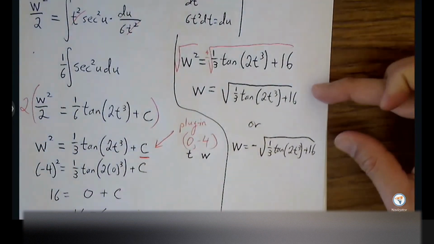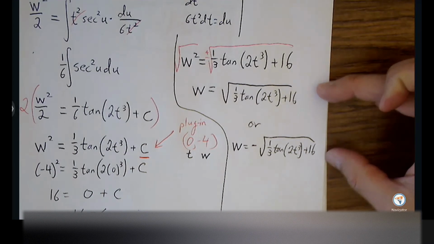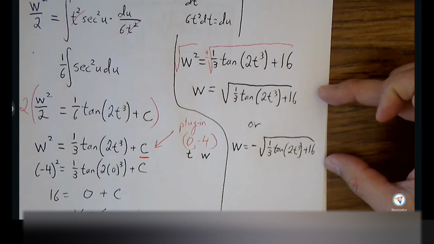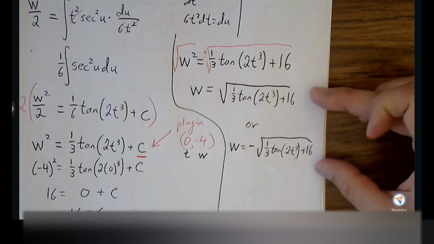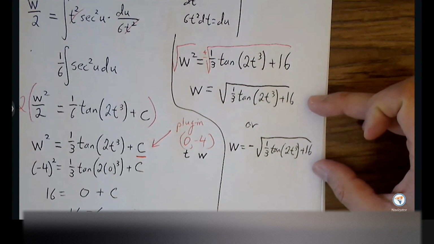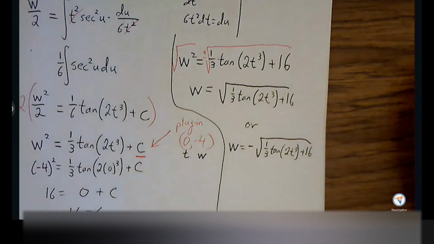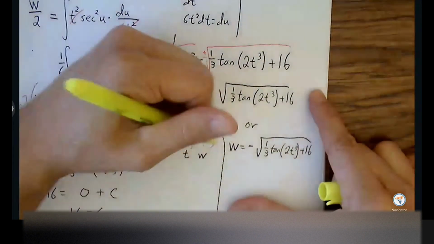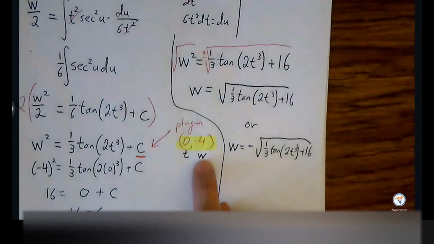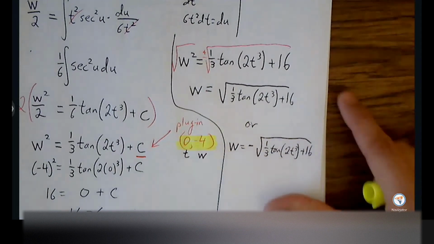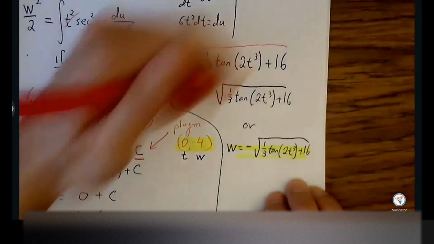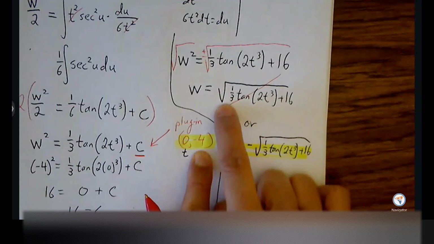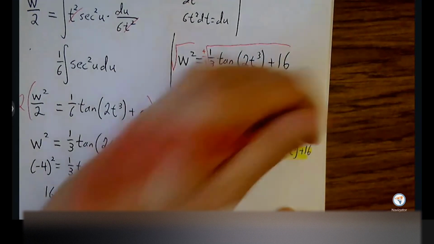And which one do we keep, the positive or the negative square root? What do you guys think? What do we use to help us decide between these two potential answers? Would it be negative because it was a negative 4? Good. All right, so the way we determine that is we look at the ordered pair, look at the y value, right? The sign of the y value is going to correspond with the sign of our answer. If we see a positive 4, then we would choose the positive square root, but we see a negative 4, so we'll choose the negative square root.